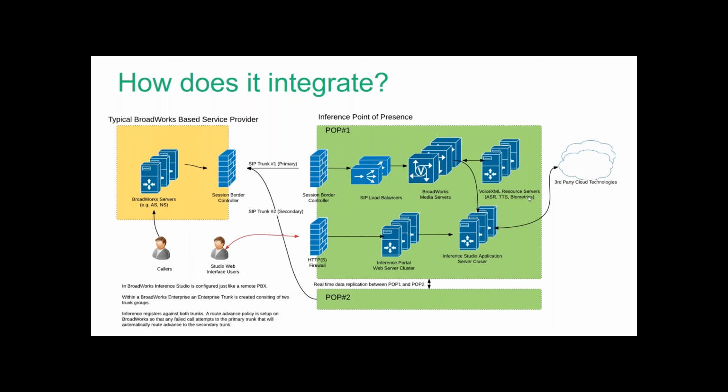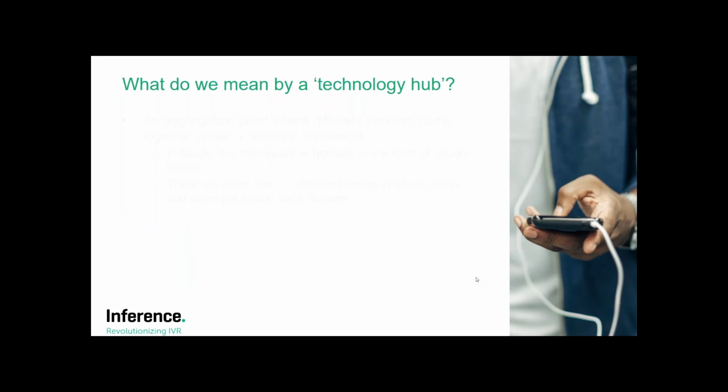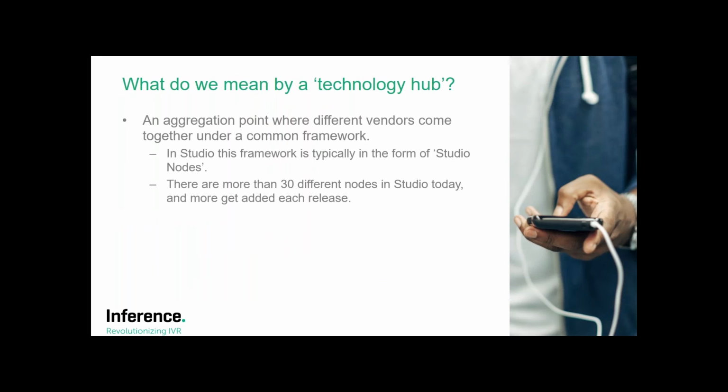We have all of the resource servers, so these are all of the technologies that we're talking about here as an integration hub. So this is things like speech recognition, often referred to as automatic speech recognition, text-to-speech, TTS, biometrics. But what we're doing more recently is also adding in lots of third-party cloud technologies, and we're basically integrating these directly into our application servers so that our customers can get access to those technologies.